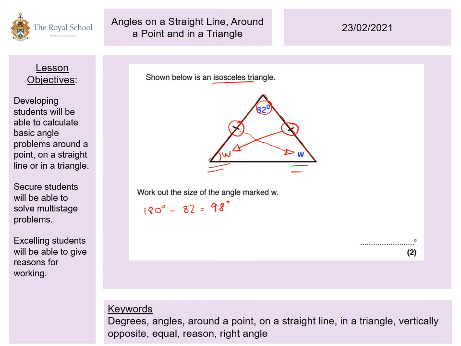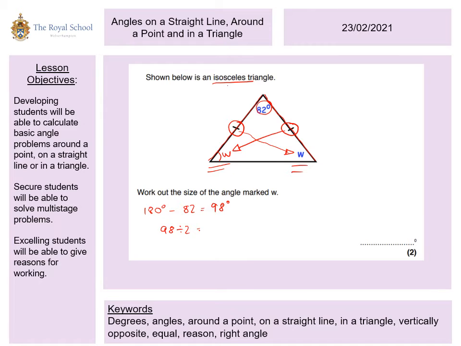We've just said that because it's isosceles, these two angles are going to be equal to each other. Therefore, I can now do 98 divided by 2. Half of 90 is 45. Half of 8 is 4.